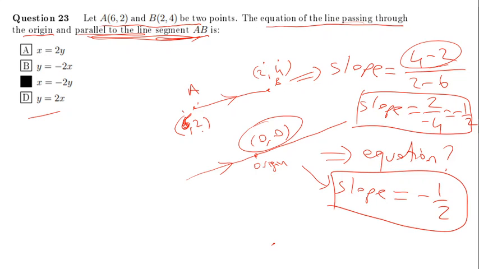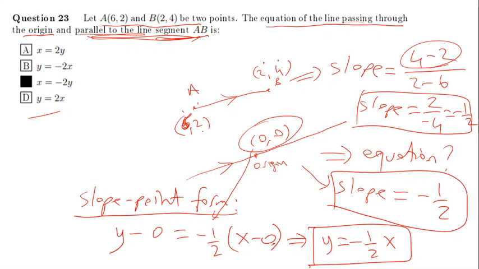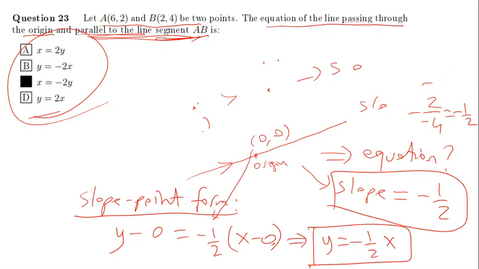So we can write the equation. We can use the slope point form. y minus 0 is equal to, so I'm using this point here, negative 1 over 2 times x minus 0. So it will give us y equal to minus 1 over 2x. Okay, now we found it and we check here. It doesn't show us anything like it, so we have to change it to this form here. So how can we do it? We just multiply with 2 and try to get an equivalent equation.